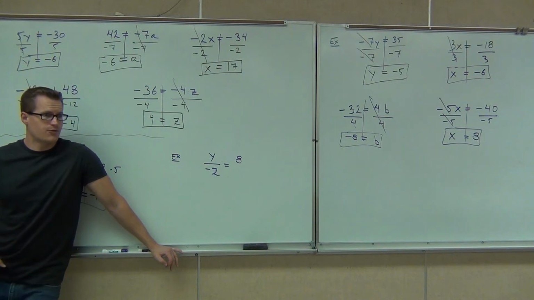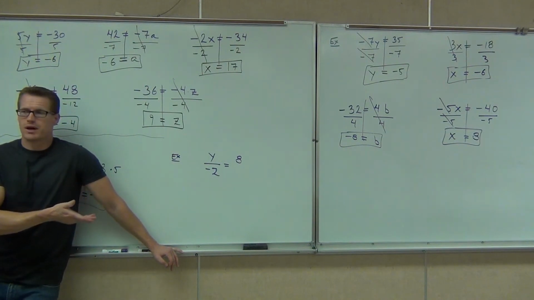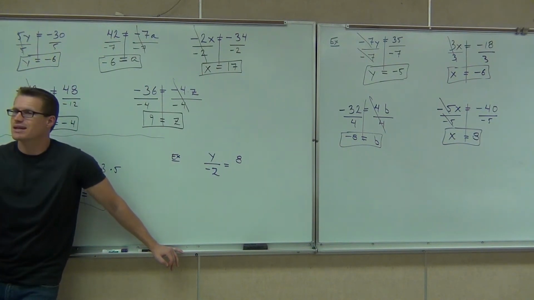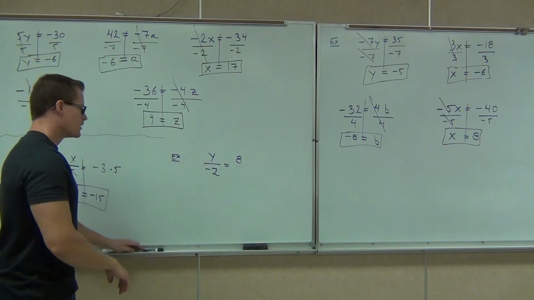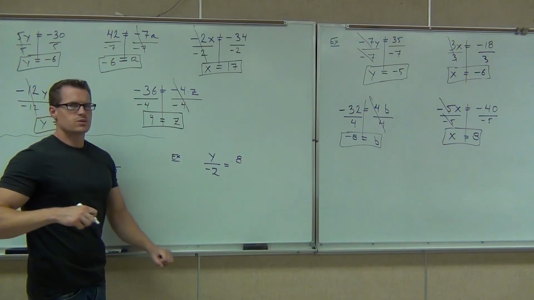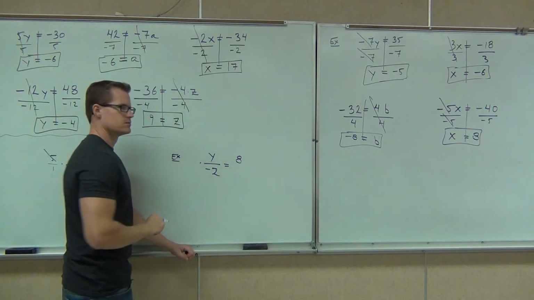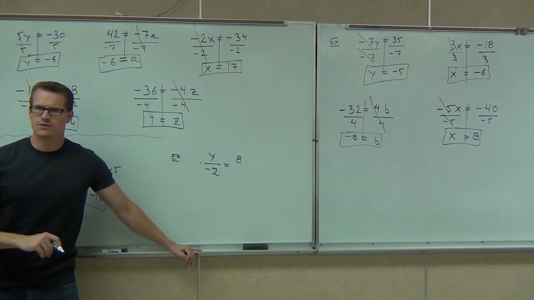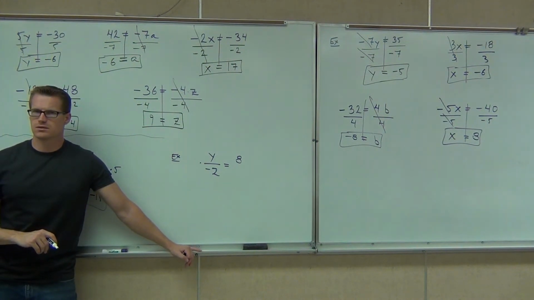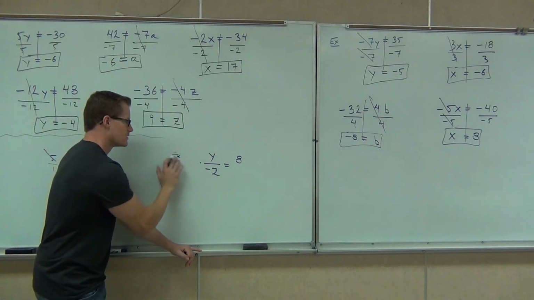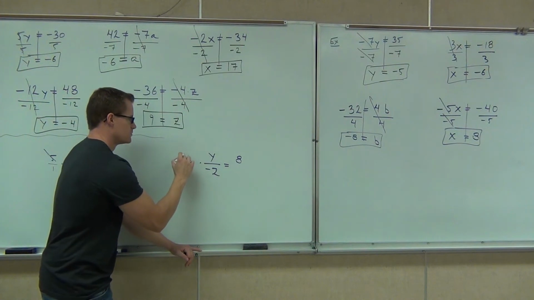I know we're going to multiply by something. Why are we doing that? Yeah, that's right. We have division right now. We want to multiply because that's the opposite of division. That's the inverse. That's what's going to undo that. The question is, what do we need to multiply by? Should I multiply by 8, negative 8, 2, or negative 2? What do you think? Negative 2.